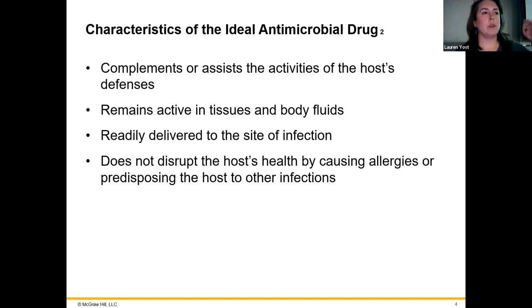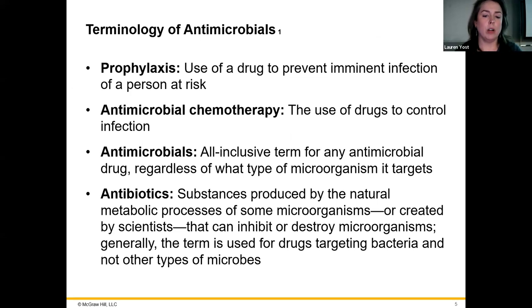Other things. We want it to complement or assist the activity of the host's defenses. They're normal. Like we talk about phagocytosis, right? If we can find a drug that could help that or aid in creating ideal antibody production, anything like that. So anything that remains active in the tissue and body fluids, things that can get delivered to the site of infection. We'll elaborate on some of these later. And then we want to be sure they don't disrupt the host health by causing allergies or any other side effects that could be negative to the host, including killing your regular biome.